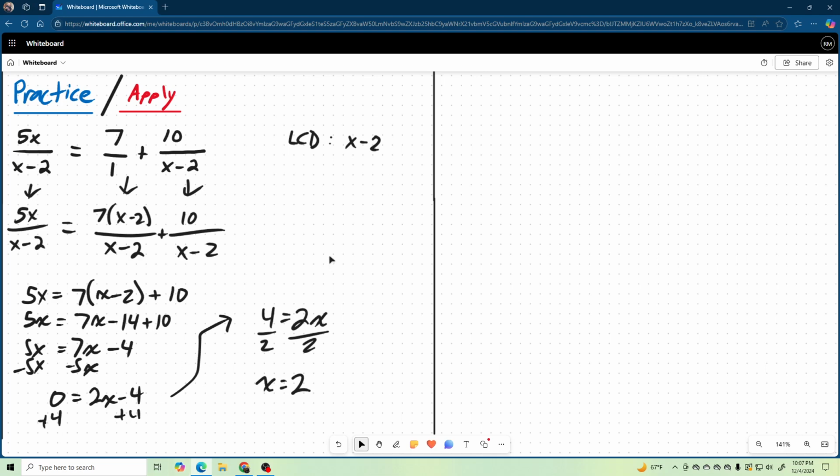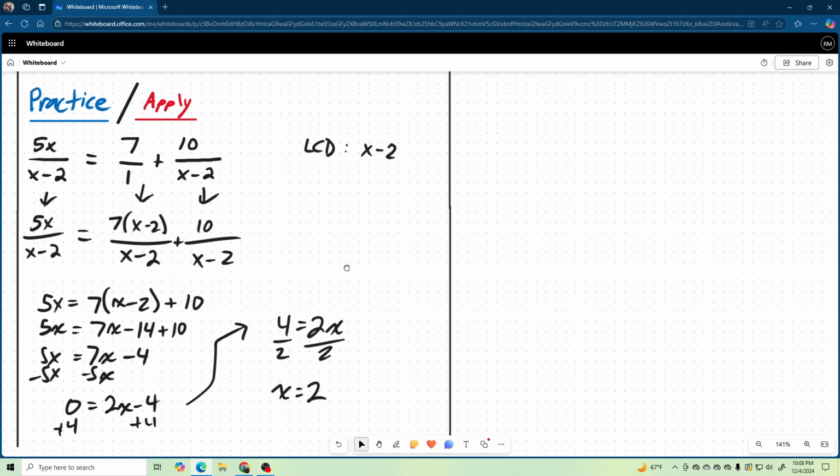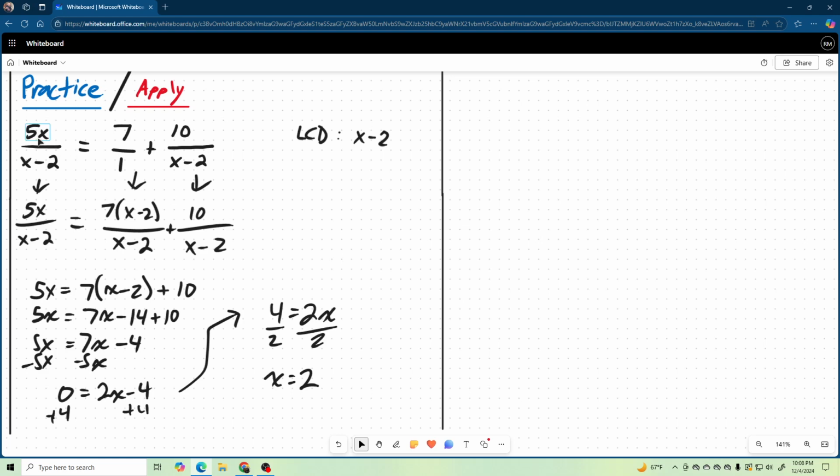Now, let's look back at the initial problem and see if there's anything wrong with this. Okay, let's look at it. So we have 5x over x minus 2. Ooh, do you guys see the problem? What happens if x equals 2? It doesn't work. Well, Mr. Moneypenny, that was our only answer. So what does that mean? Are you telling me there's no answer to this problem? Guess what? Yeah, that's what I'm saying. There's no answer to this problem, right?